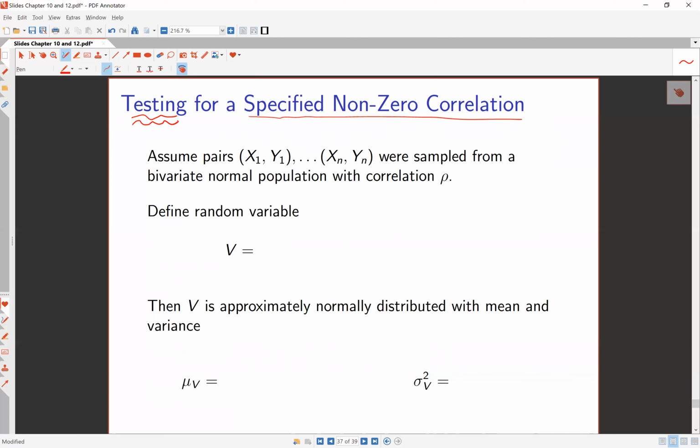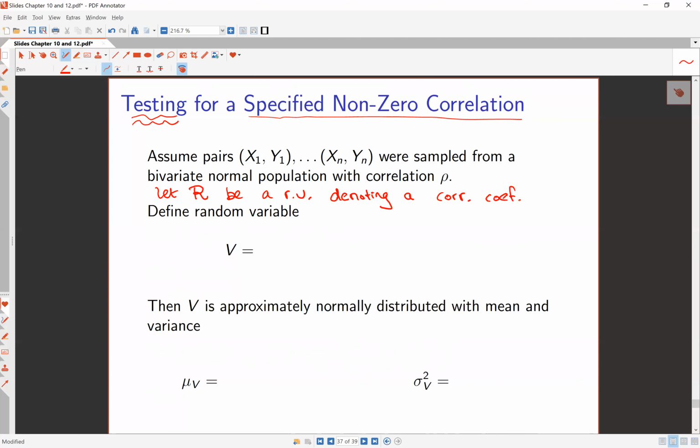So our first testing procedure was to determine specifically if the correlation is equal to 0. But now we're also going to look at a testing procedure where you specify a non-zero correlation. So you specify a specific value between negative and positive 1 that is not equal to 0. So in this instance, just for notation, I'm going to let big R be a random variable denoting a correlation coefficient.